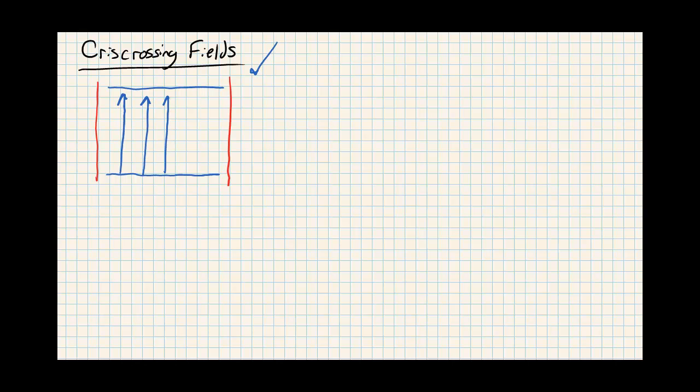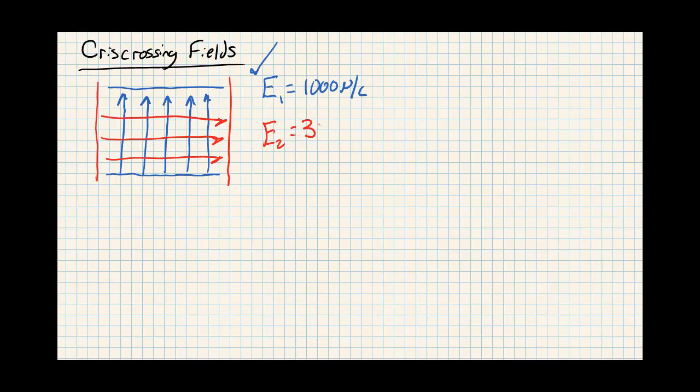The blue plates are projecting an electric field upward of strength 1,000 newtons per coulomb. The red electric field is crisscrossing to the right, and that electric field has strength of 300,000 newtons per coulomb. Into this electric field, we place a positive particle.